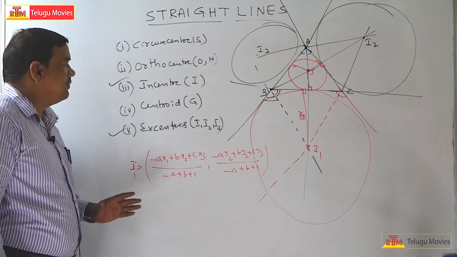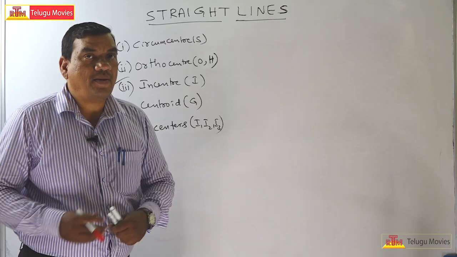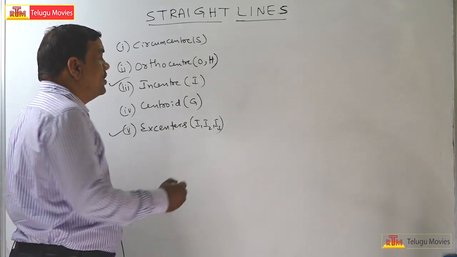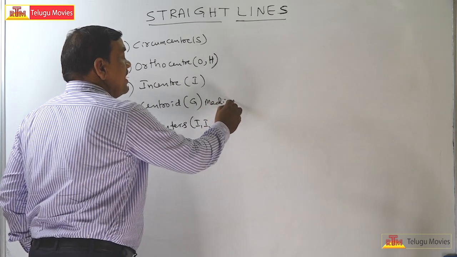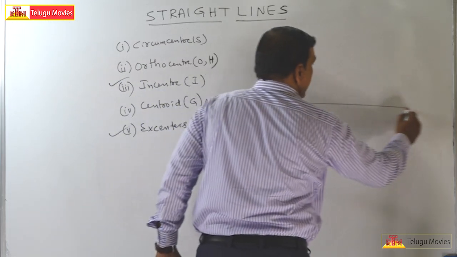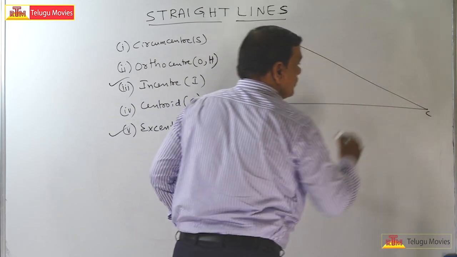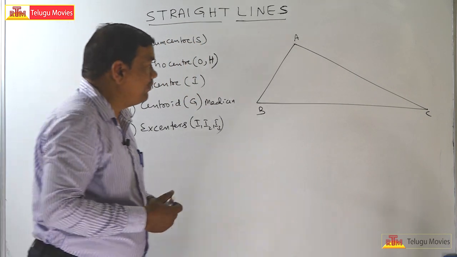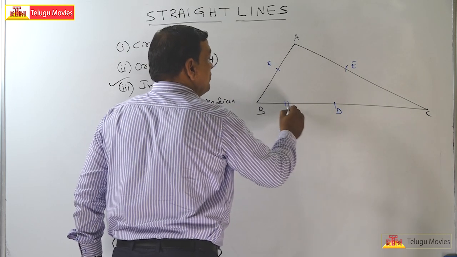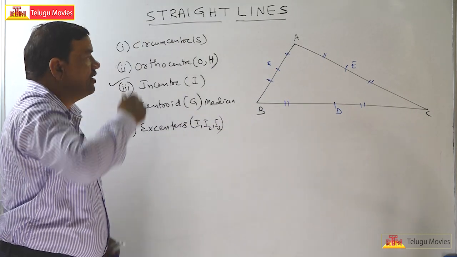So after this, let me explain the last and final concept, that is the centroid. Welcome back. Let us see the centroid of the triangle, G. Before learning the centroid, you have to know what a median of a triangle is. So let me explain that. Let us take a triangle ABC. Let us take D, E, F as the midpoints of the sides BC, AC and AB respectively.